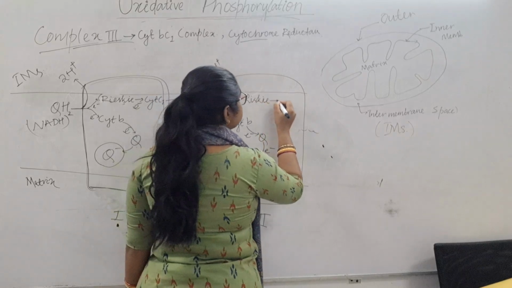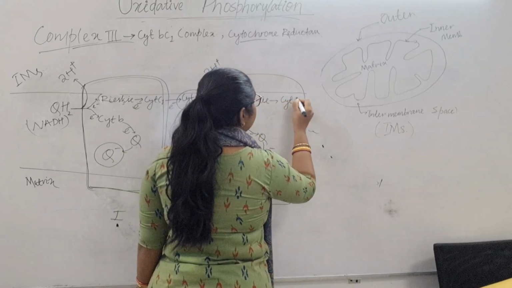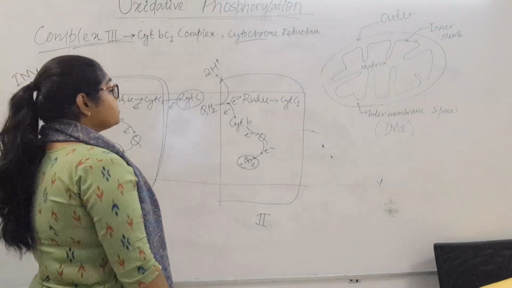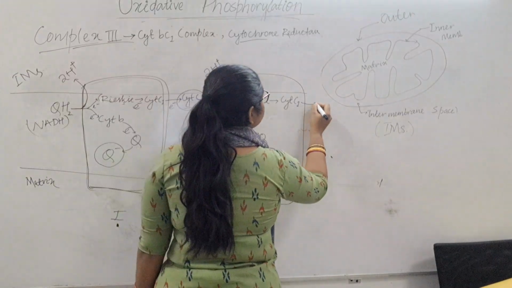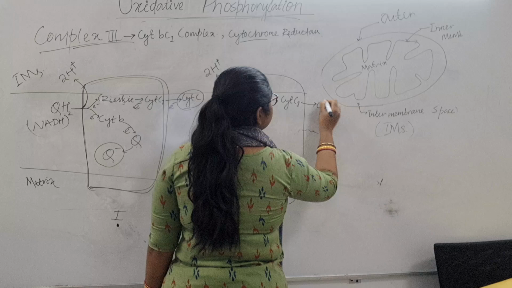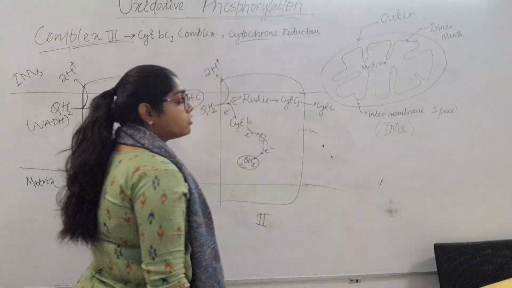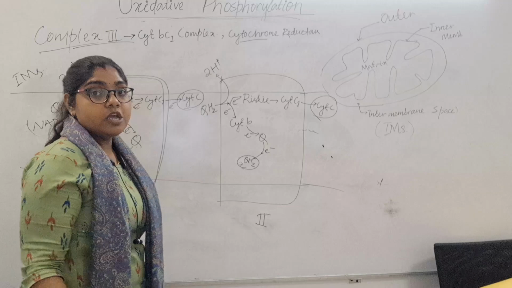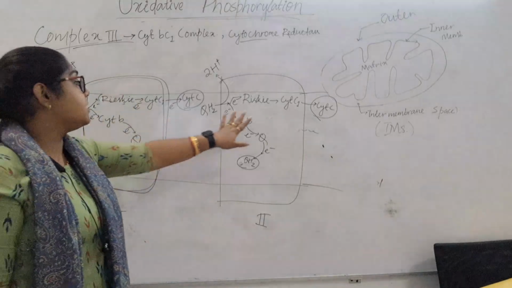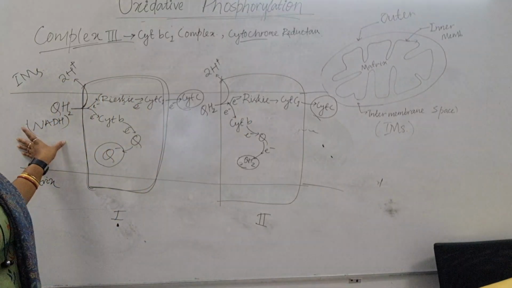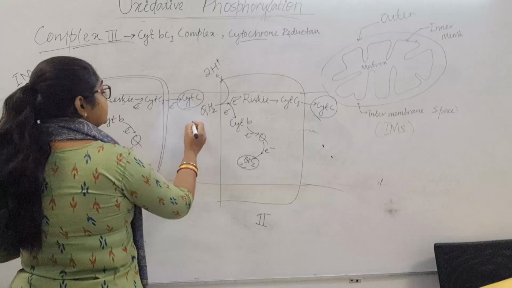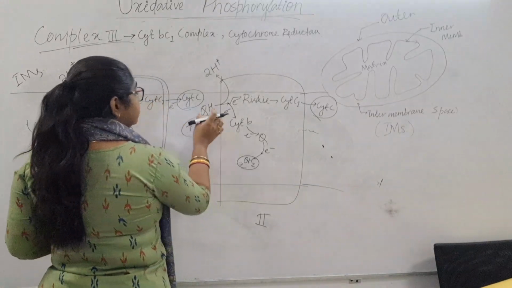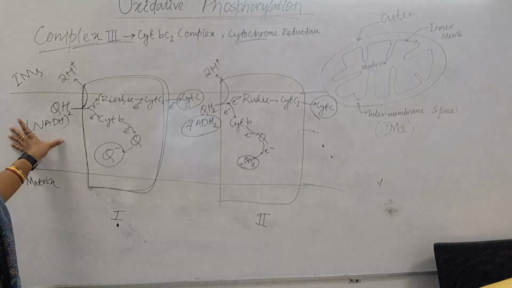Then another electron will go to the Rieske center, then to cytochrome C1, and from cytochrome C1 it will go to cytochrome C. So here cytochrome C is also an electron carrier. So there are 2 cytochrome C. First it is from NADH, second the ubiquinol is from FADH2.